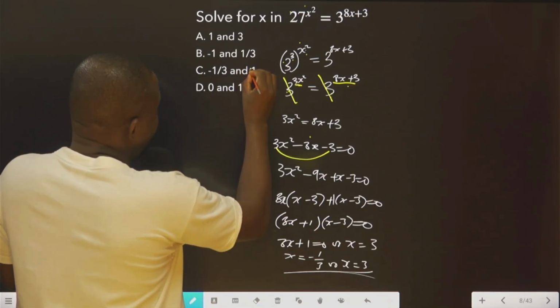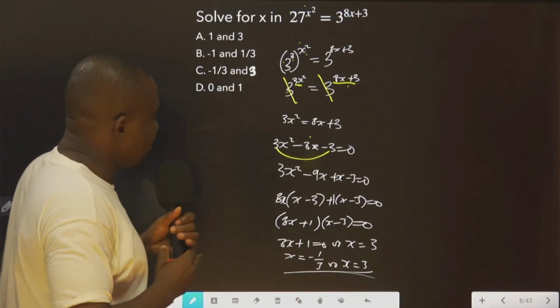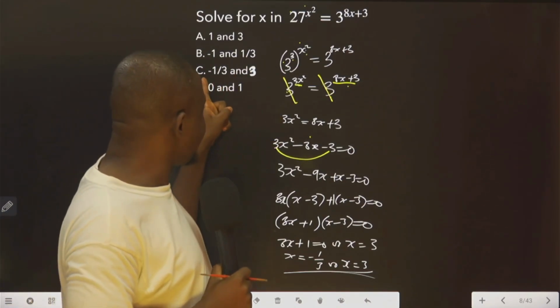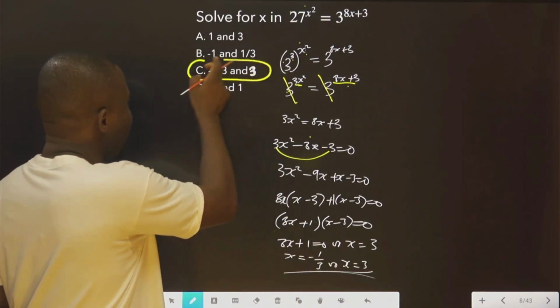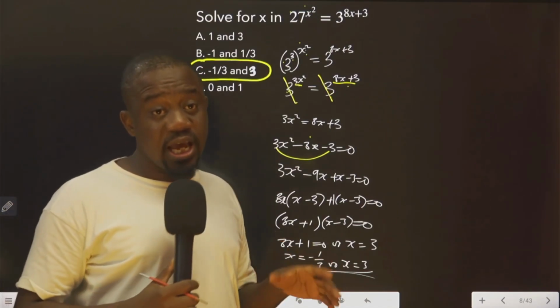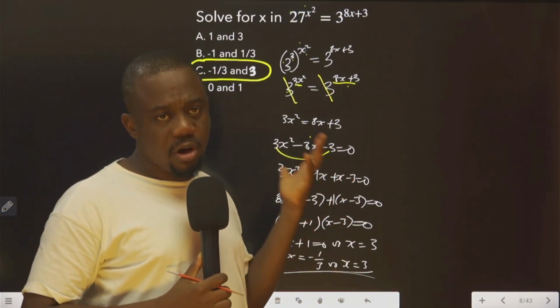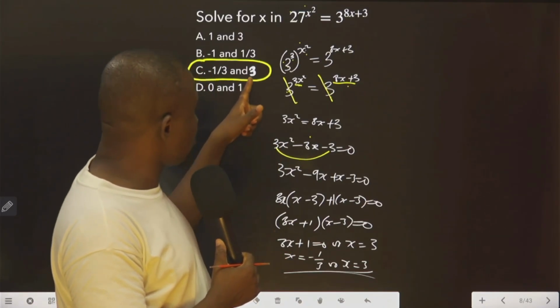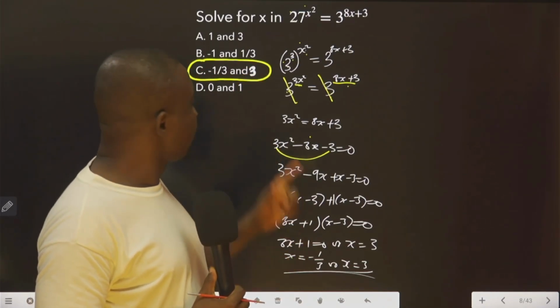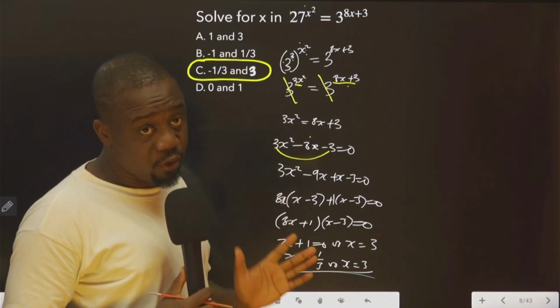There was a typo error here. This is 3, okay? This is 3. There was a typo error. It's minus 1 over 3 and 3, okay? So this is actually the answer, okay? Remember, in exam, you will not see any typo error. But because the person that assisted me to type this made this mistake, that is why you saw 1 here before, okay? This is the answer. Follow this step. You won't miss it, okay?